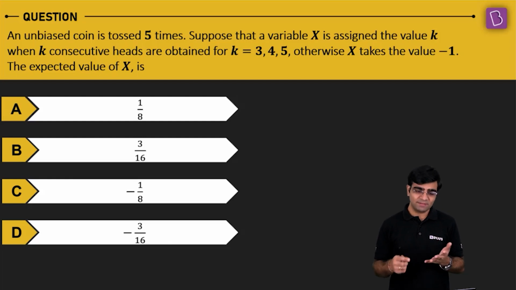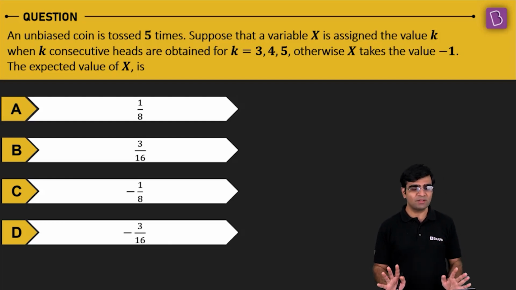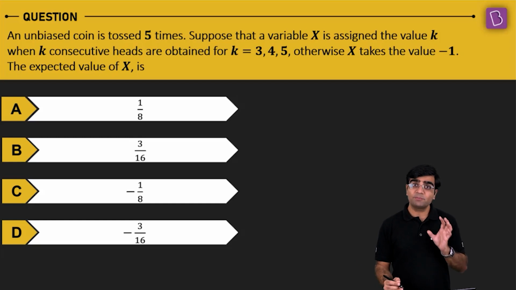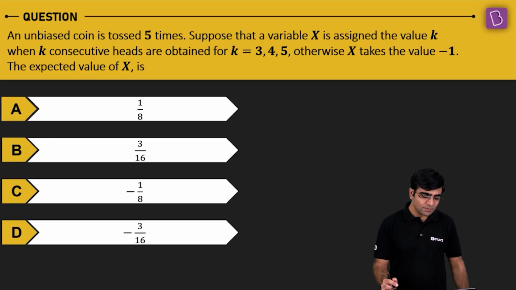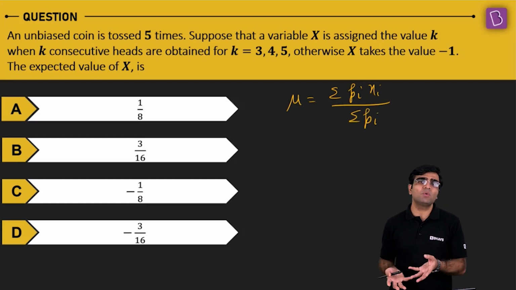Otherwise, that is if I have no head, 1 head or 2 heads, then they take the value as -1. In all the other cases, it is -1. Otherwise it is the value 3 if 3 heads, 4 if 4 heads, and 5 if 5 heads. This is what you have to be very clear about. Then they're asking for the expected value, the expected value of the mean value if you put it that way. So the expected value of the mean value is nothing but sigma pi xi divided by sigma pi. Now sigma pi is always what?